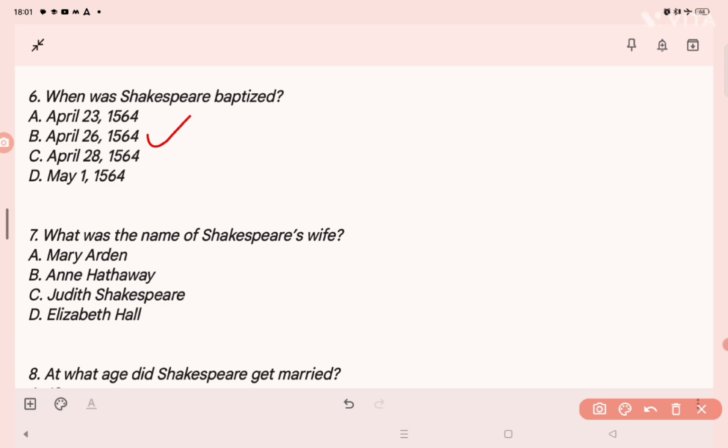What was the name of Shakespeare's wife? Anne Hathaway, not Mary Arden, his mother. Shakespeare married Anne Hathaway, who was 8 years older than him, in 1582.